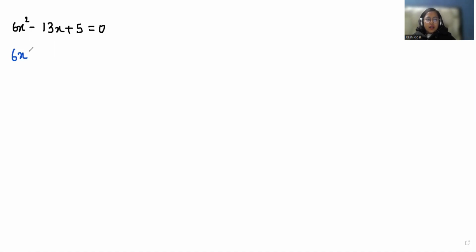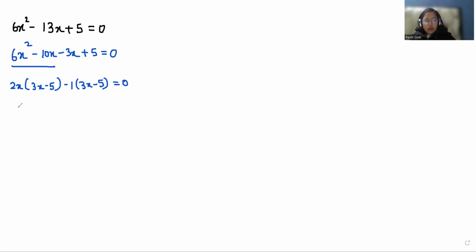So we can write 13 as minus 10x minus 3x plus 5 is equal to 0. Now from the first two terms I can take 2x as common, so what is left? 3x minus 5. And now from the next two terms, I can take minus 1 as common. So 3x minus 5 is equal to 0. Now, if I take 3x minus 5 as common, so what is left? 2x minus 1. So now two cases arise.